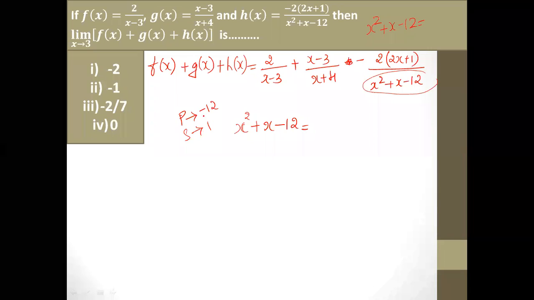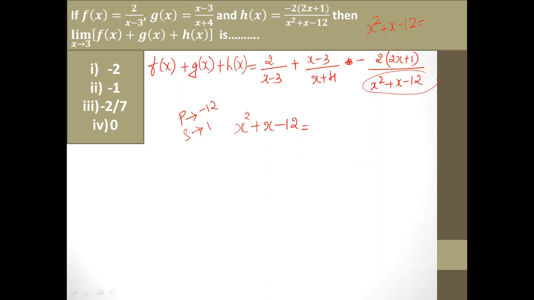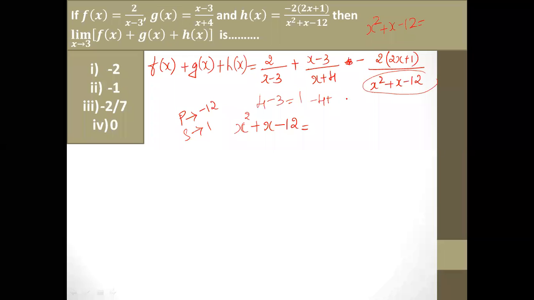Why? Because the sum should be positive, which means the sign of the bigger number should be positive. Observe, the sum is positive. Only if you do 4 minus 3 will you get 1. If you do minus 4 plus 3, you will get minus 1, correct? So what should be the two numbers? It is 4 and minus 3.